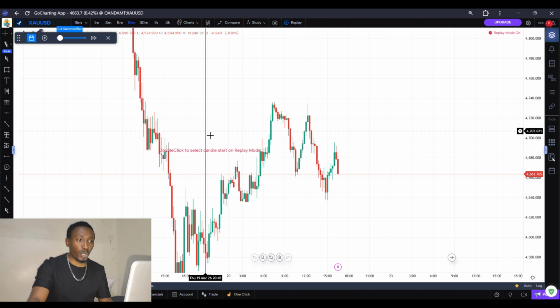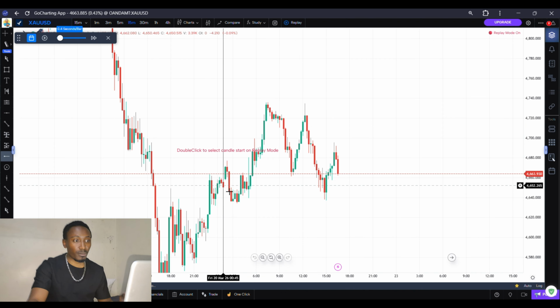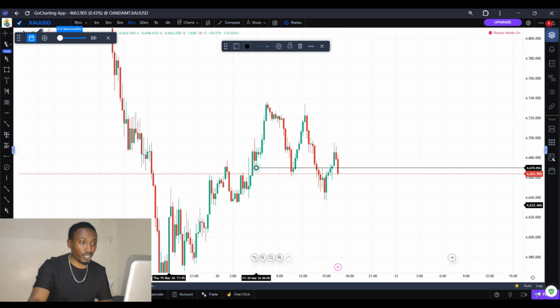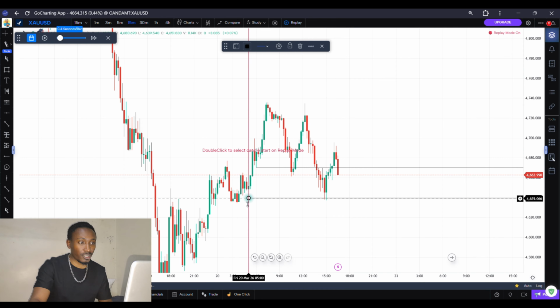So in the morning I had this zone. I'm sharing my screen at the moment. In the morning I had this zone, where I've put this black line. I had this zone of liquidity, and I also had this zone of liquidity.